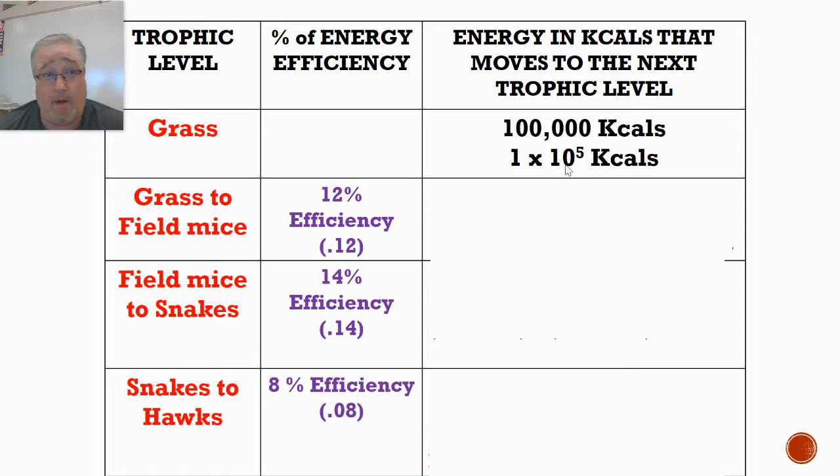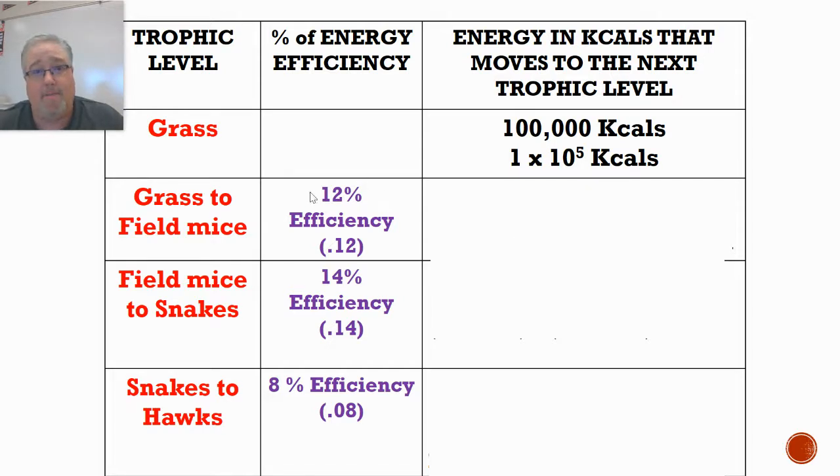However you want to punch it in your calculator or however you want to write it on paper or type it in, it doesn't really matter. But again, this amount of energy can be transferred to the field mice. But remember the 10% rule, right? It says about 10% of that energy will be transferred.